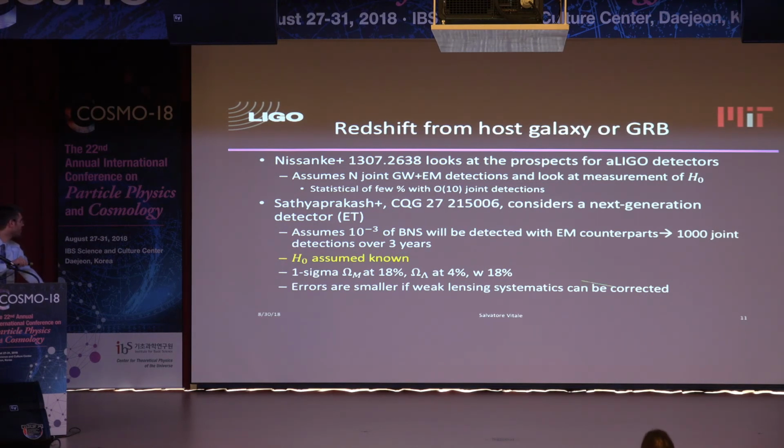What they have done is assume that by then H0 will be known, and they focus on the omegas and the dark energy parameters, and those are the kind of uncertainties they got at 1 sigma. And if you can correct perfectly for weak lensing, these numbers actually get even smaller.